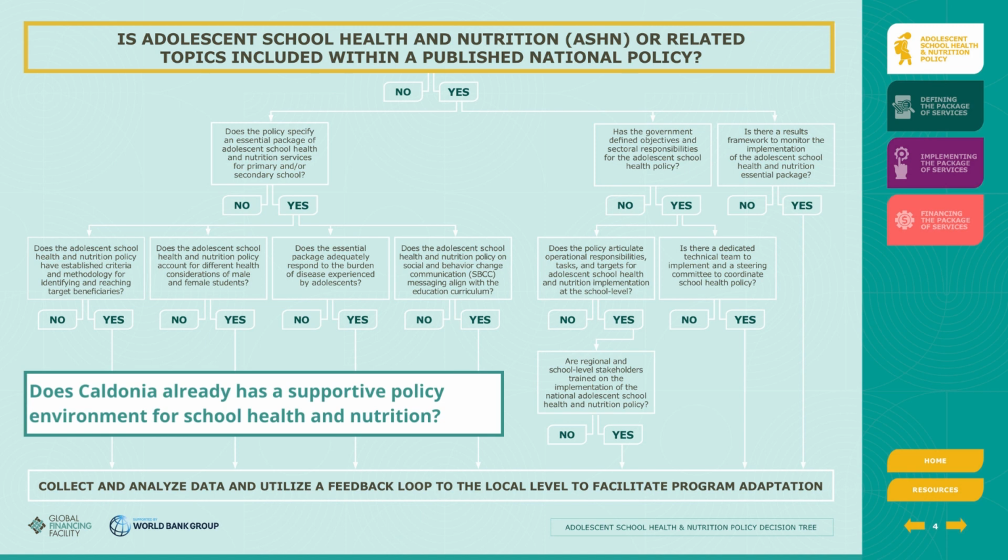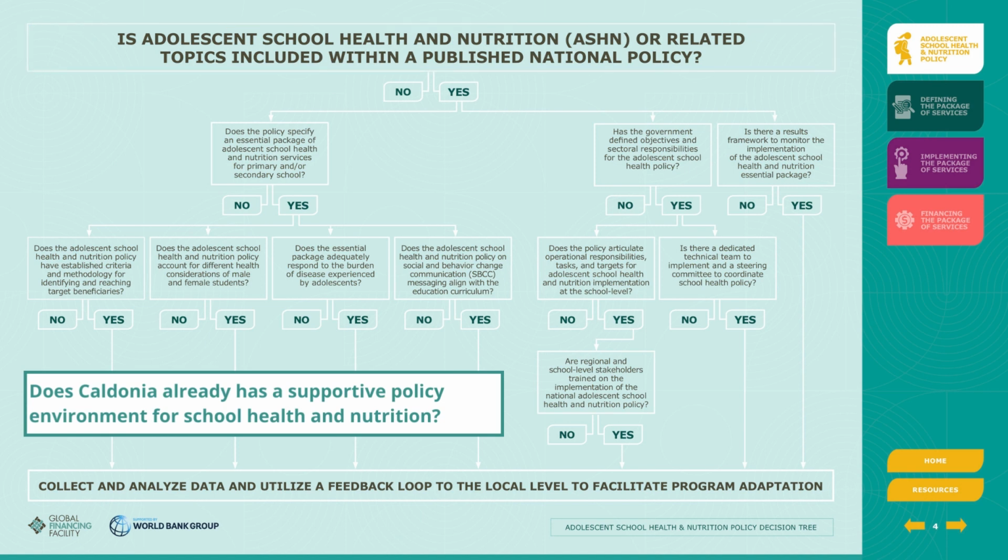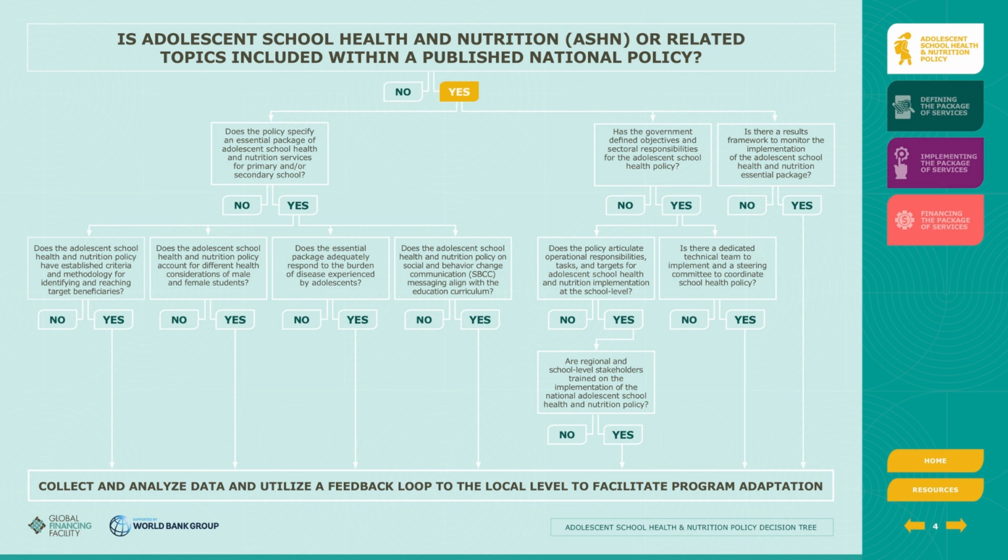When asked this question, your government counterpart confirmed that indeed, Caledonia does have a published national policy and shares a copy, so you familiarize with what it encompasses. Since the development objective for this new investment will likely focus on secondary school completion, you check to see if the policy identifies a core set of interventions for delivery in secondary schools. Based on your reading, you determine that the policy does specify an essential package of school health and nutrition services to be delivered on a routine basis to older students.